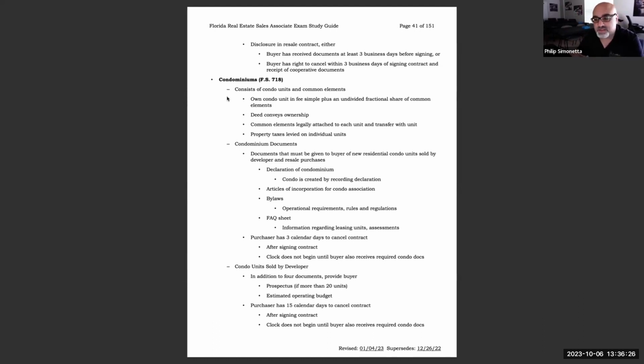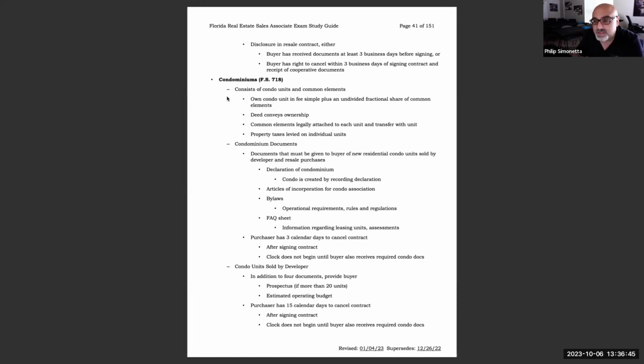Condominiums, Florida statute 718. Okay. It consists of condo units and common elements. Okay. You own a condo unit in fee simple plus an undivided fractional share of the common elements. The deed conveys ownership.